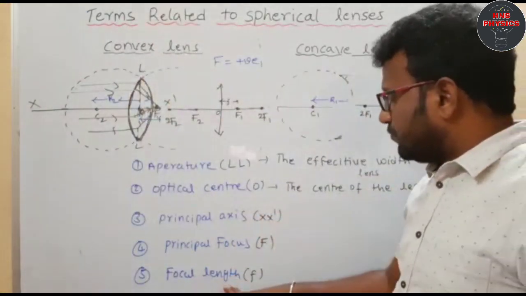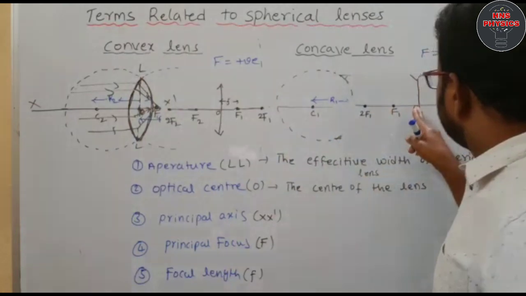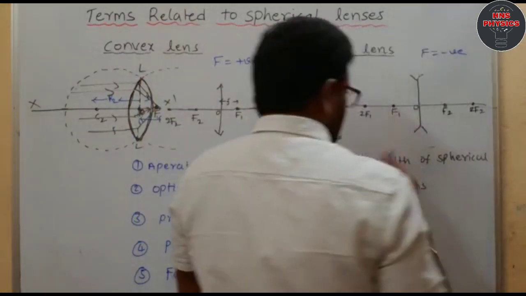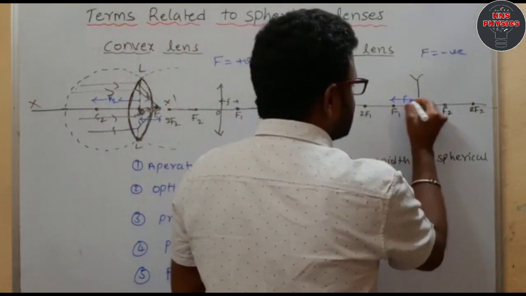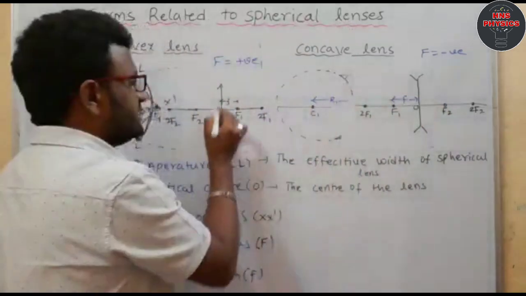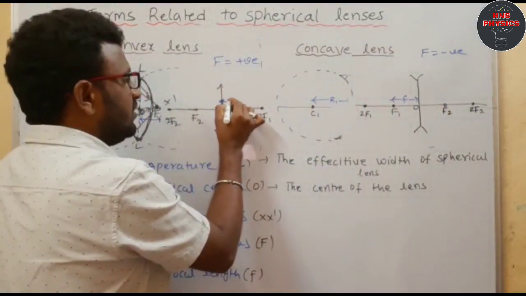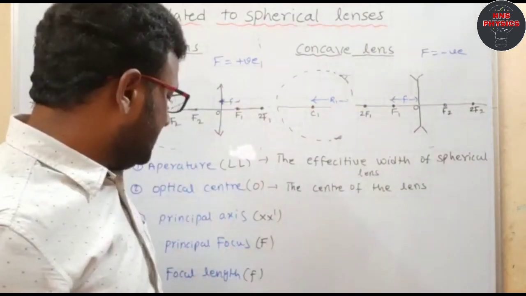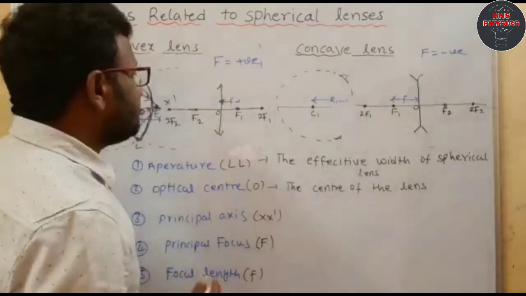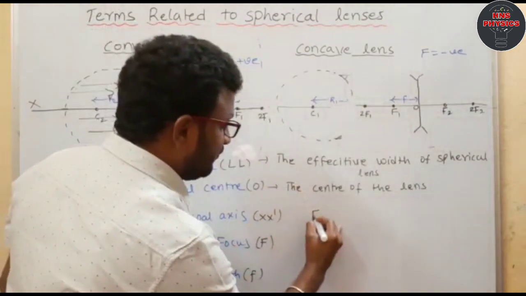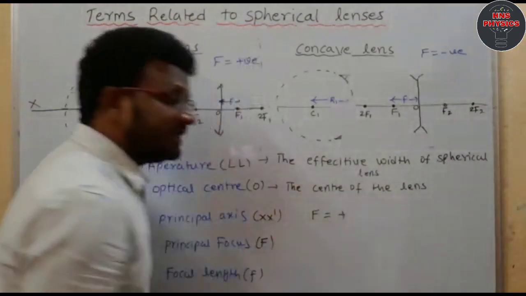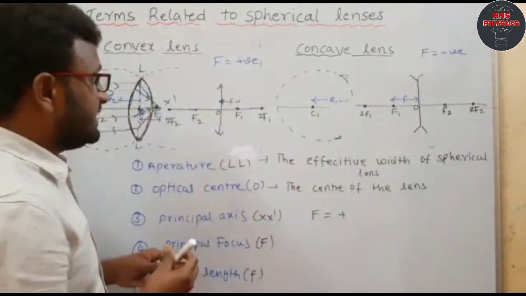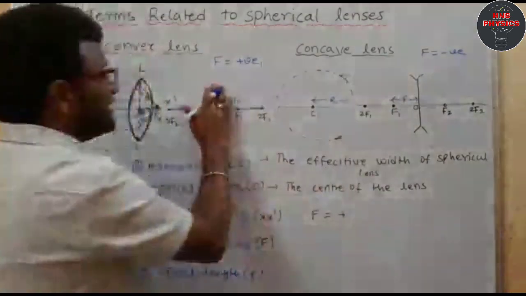Once again, listen: focal length is nothing but the distance between the optical center and the focus. Here also, the distance between the optical center and the focus is called the focal length of the lens. And here one more thing: focal length is positive for a convex lens. Already I have written it.